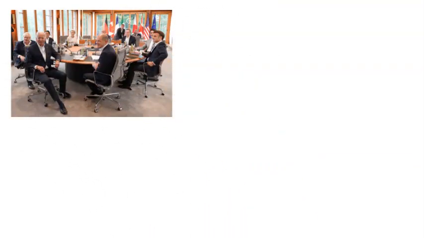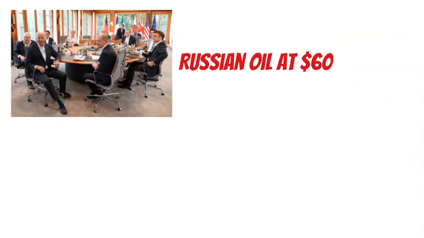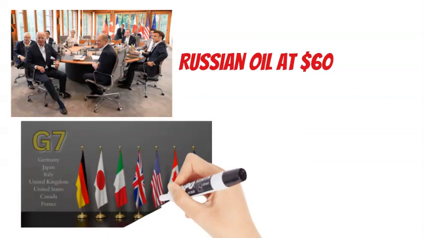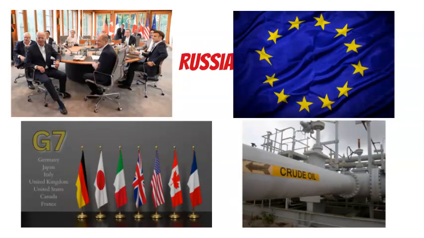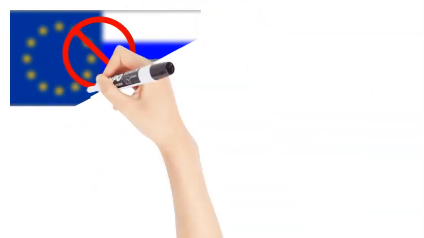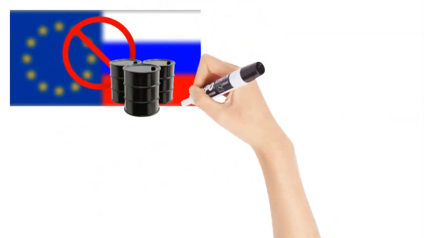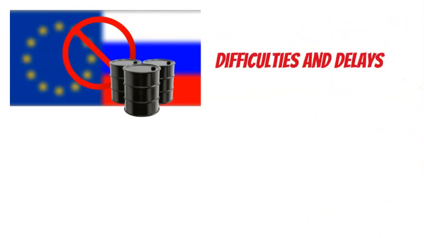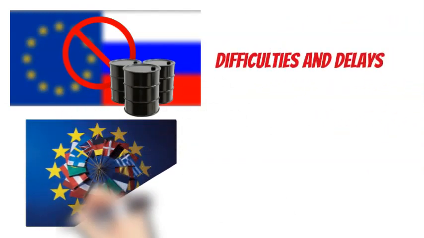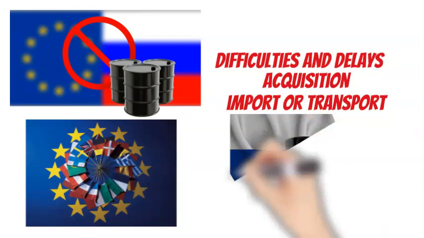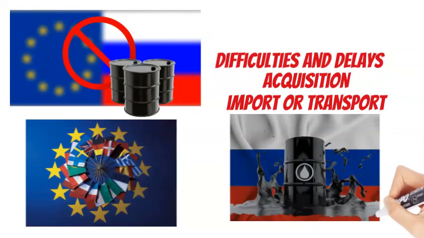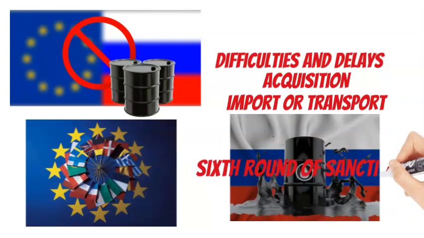In December 2022, the G7 voted to cap the price of Russian oil at $60. This was in addition to other G7 nations' sanctions and the European Union's embargo on buying Russian crude oil. In comparison to earlier restrictions, the EU's embargo on petroleum products from Russia is anticipated to result in more difficulties and delays. Also, the 27-nation EU group has prohibited the acquisition, import, or transport of petroleum-based products and crude oil from Russia as part of the sixth round of sanctions on the country.